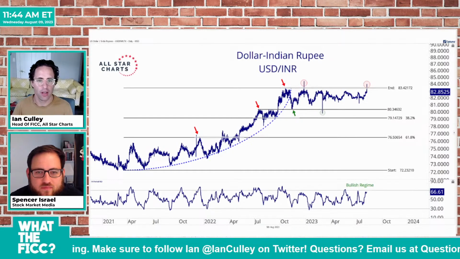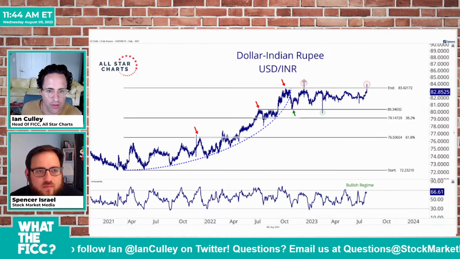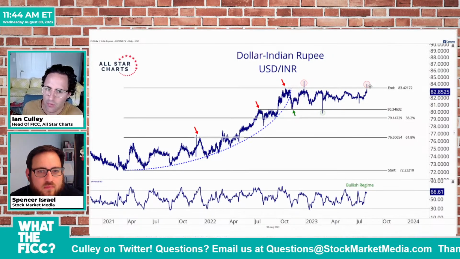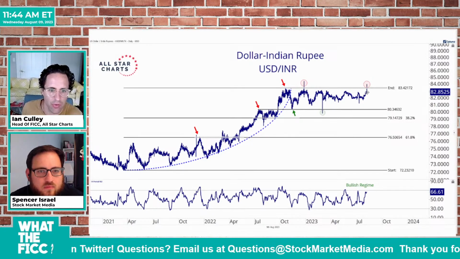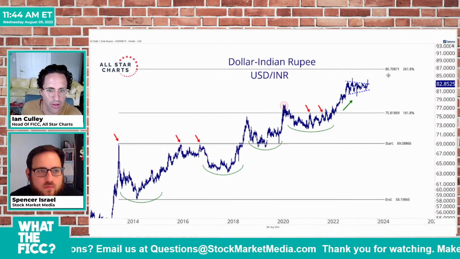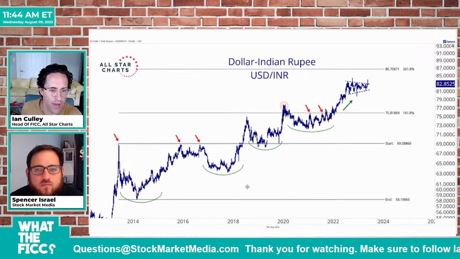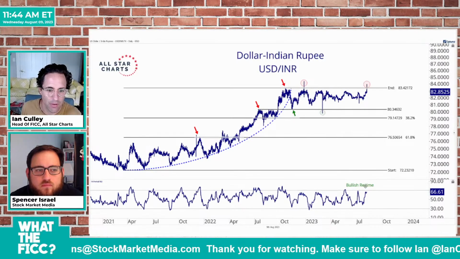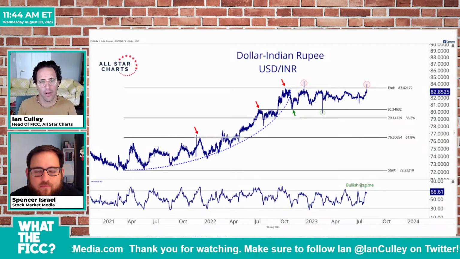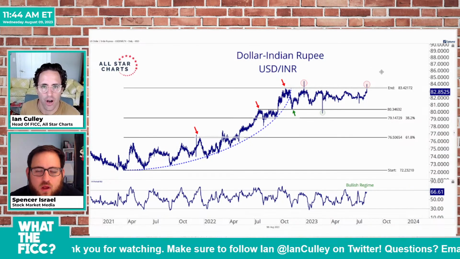Here's the Indian rupee, continuing to challenge this 8350 level here. A couple of false breakouts over the past 7 or 8 months. If and when it takes out this level, I think it rips higher up towards 86, 87. Nice tight consolidation here. It broke that parabolic advance, but remains in a bullish regime. So bulls are in control of this market. And again, if and when it's above 8350, the path of least resistance is higher for the dollar against the rupee.